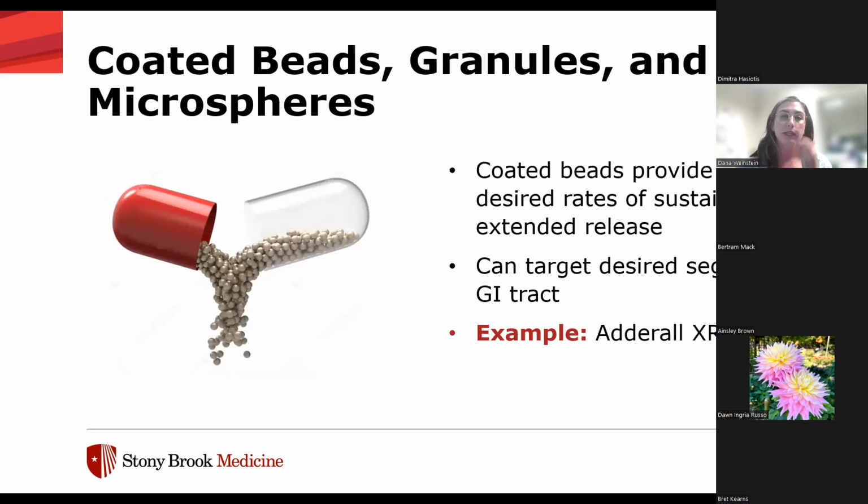So first we have coated beads, granules, and microspheres. And these coated beads provide different desired rates of sustained or extended release, and they can target desired segments of the GI tract. And the example for this would be Adderall XR.